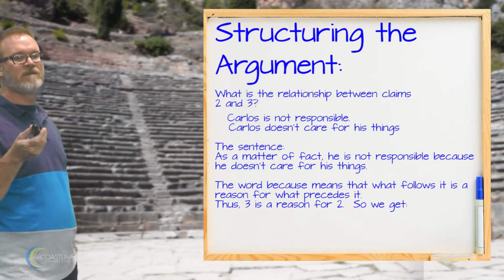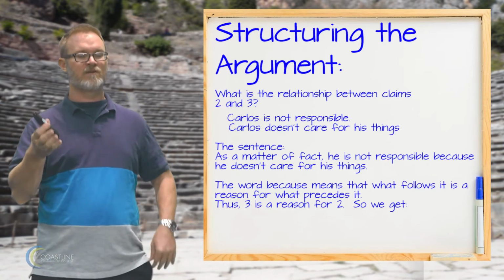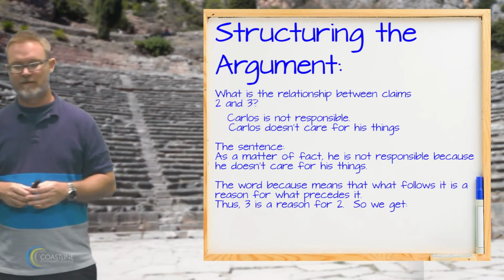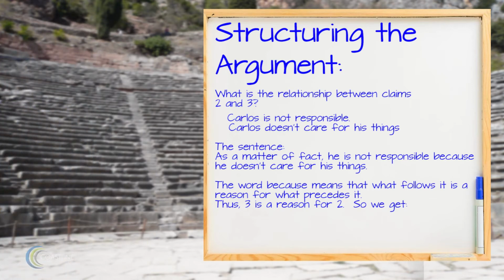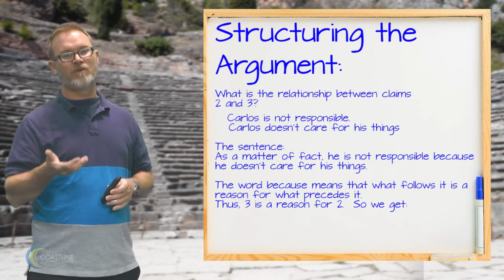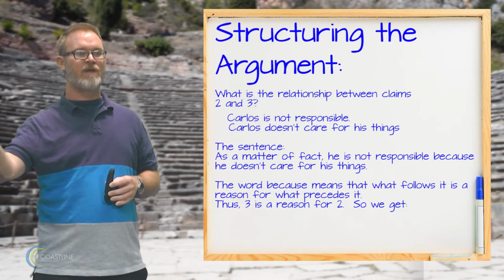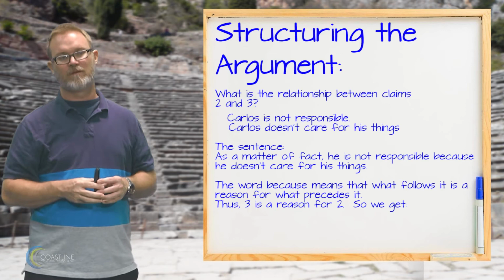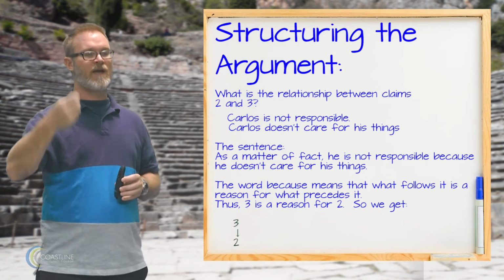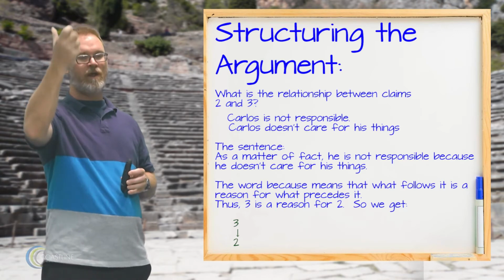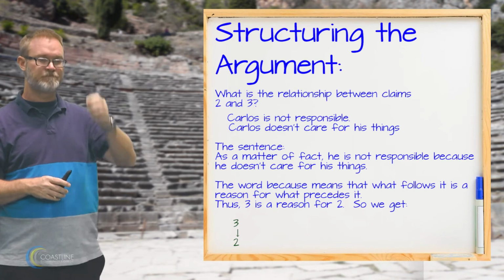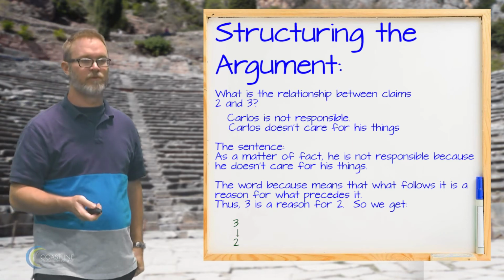So here we see then that he doesn't care for his things is a reason for him not being responsible. And that makes sense, right? If he doesn't care for his things, he's not really a responsible person, right? So what that means then, the way we symbolize this, is that 3 is a reason for 2, okay? And so we're going to symbolize it as 3 arrow down to 2. So that's the symbolization we get here. 3 arrow to 2.